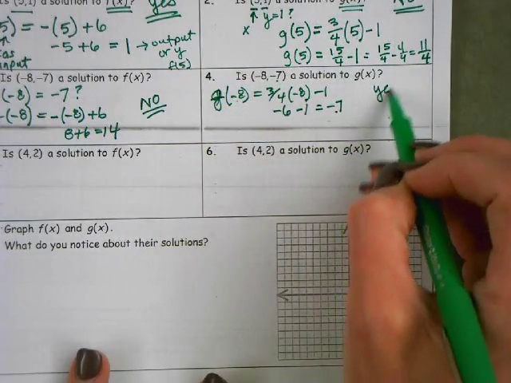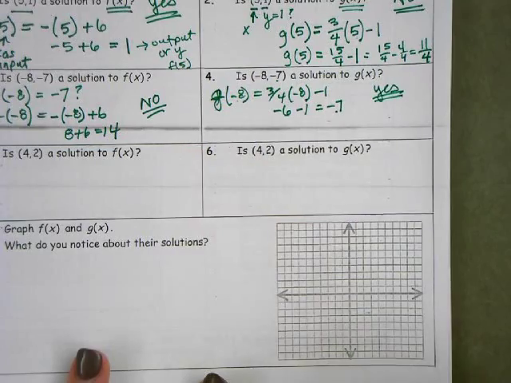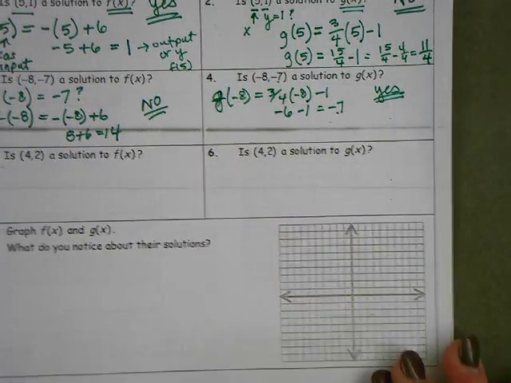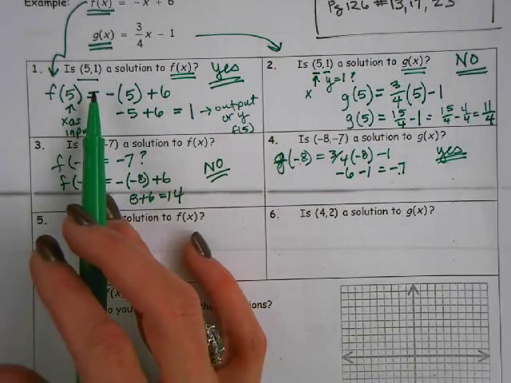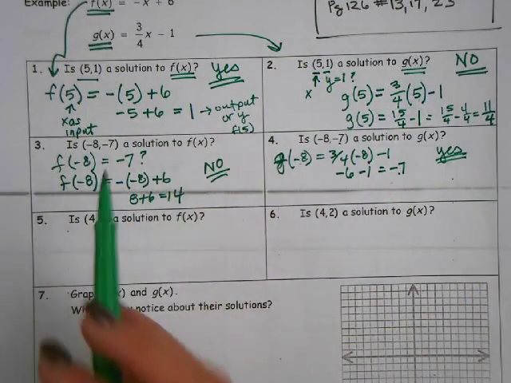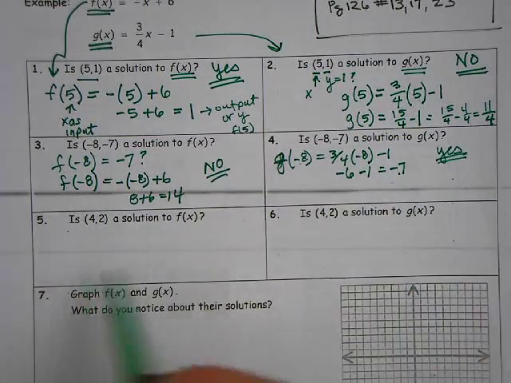Therefore, it is yes, meaning it is a point on that graph, on that line. Okay? So far we have 2 points. It's a point on this one, but not a point on that one. This is not a point on this one, that's a point on that one. So let's look at the (4, 2).